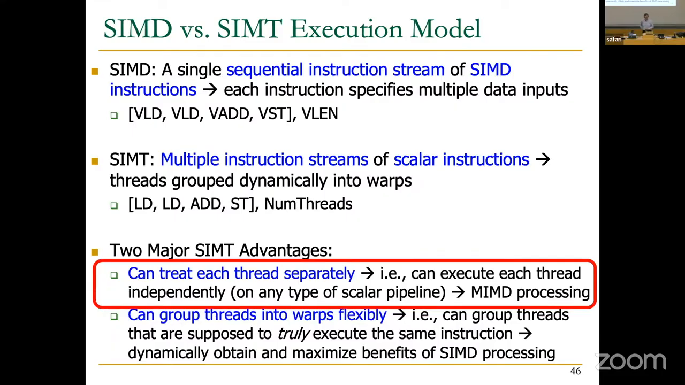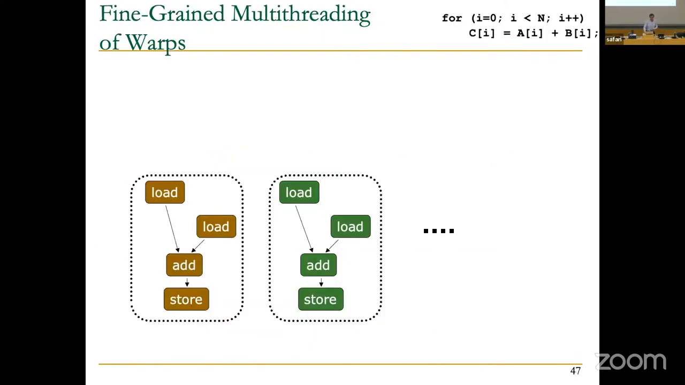So let's start with the first one. How can we treat each thread separately? Or what benefit do we get from this? You remember the notion of fine-grained multithreading, right? We're going to go back to this.